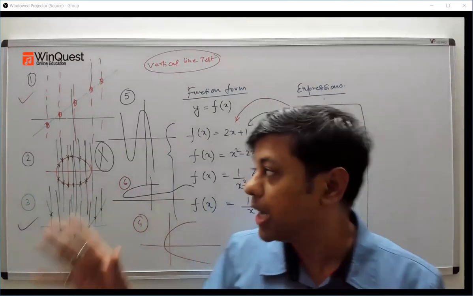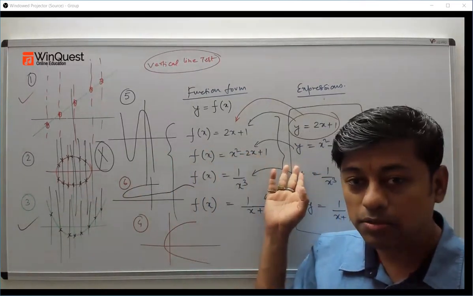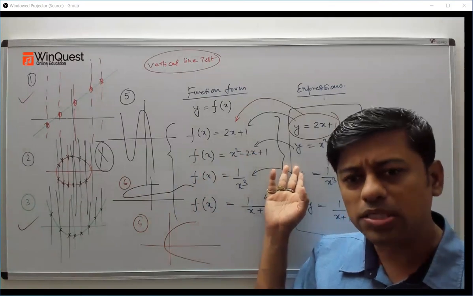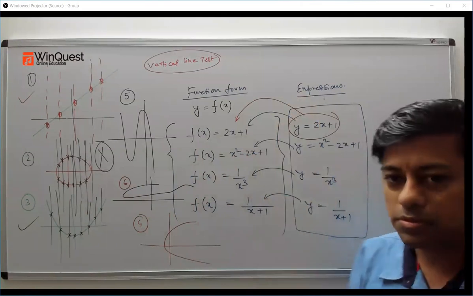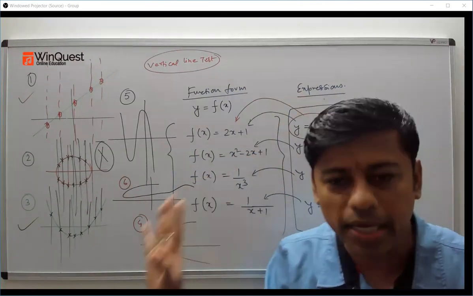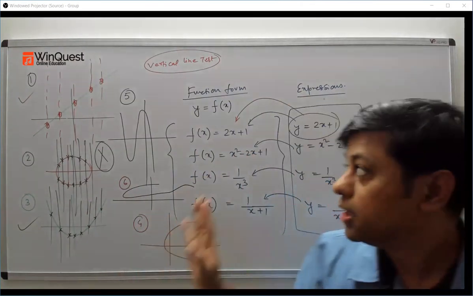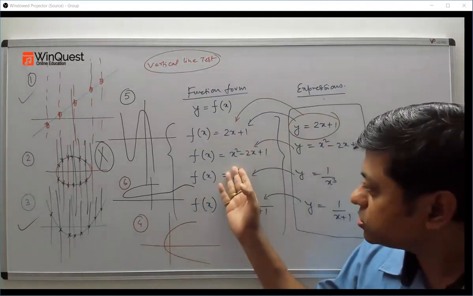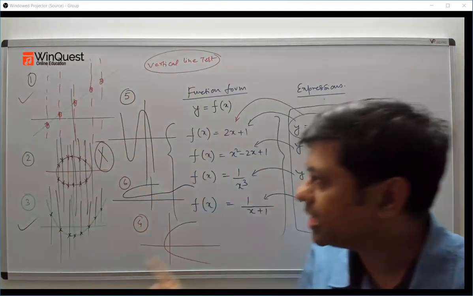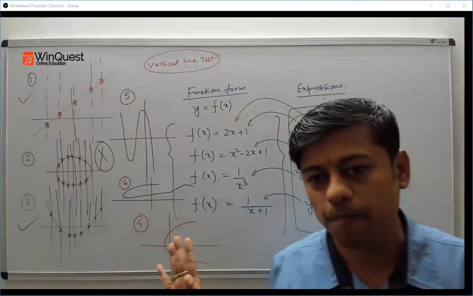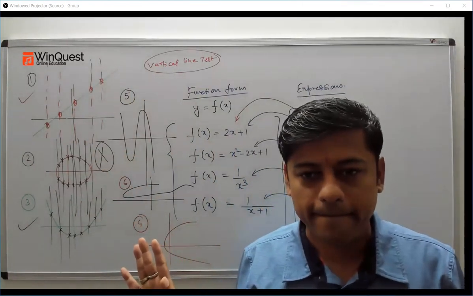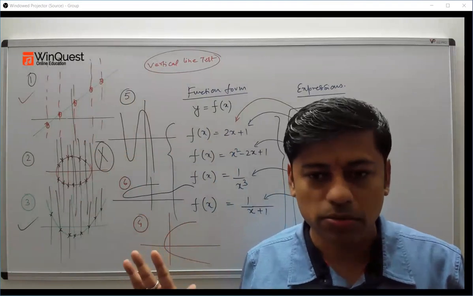How can we say a relation? This is the relation. What relation? Using an expression, we have related y and x. So this is a mere relation. A relation is a function if it passes this vertical line test. We are clear? Anybody who is not clear, please say.